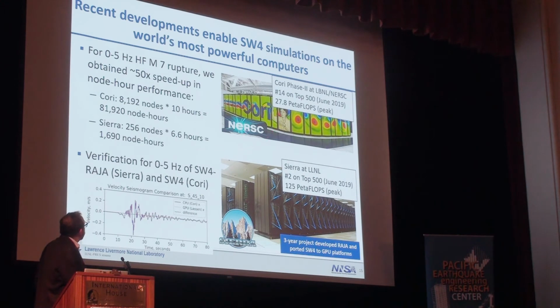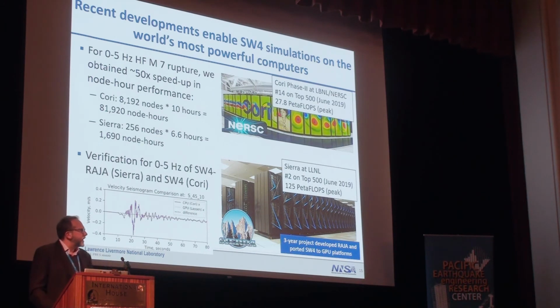A few years ago, we ran a calculation on all of Cori during a maintenance period. This is a machine just up the hill at LBL. It used 85% of the machine to resolve 0 to 5 hertz on the Hayward Fault. And we wrote a paper on this one single calculation. Meanwhile, we were working at Livermore to get codes running faster on the anticipated GPU architectures that came online in 2018. And we were able to run that same calculation on 6% of the Sierra machine.